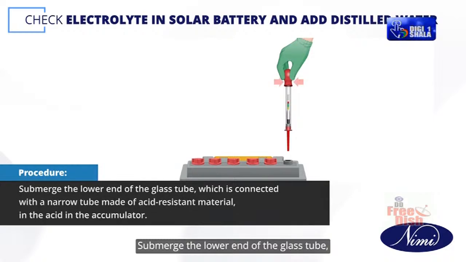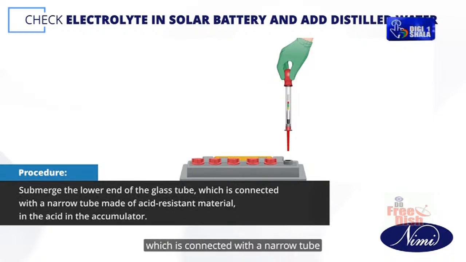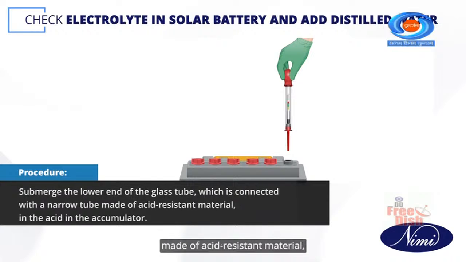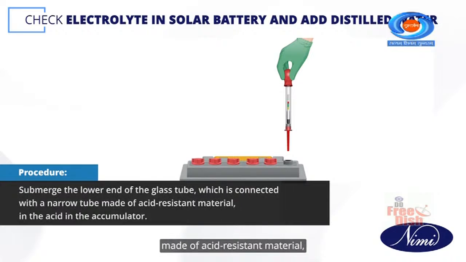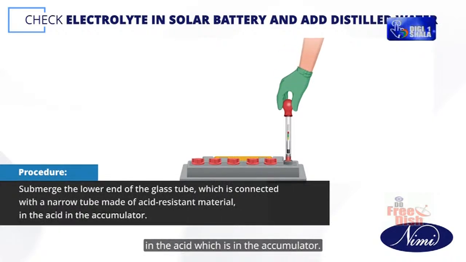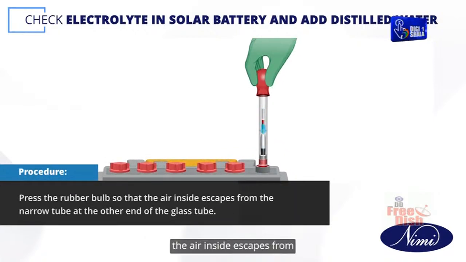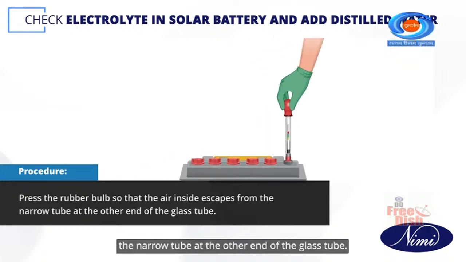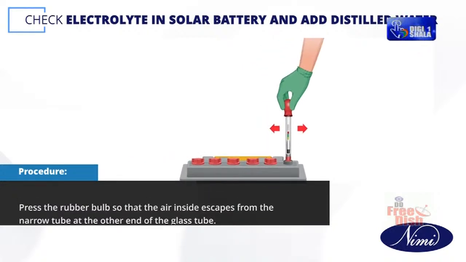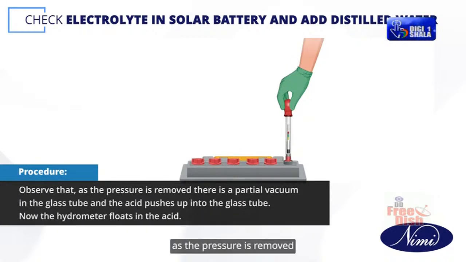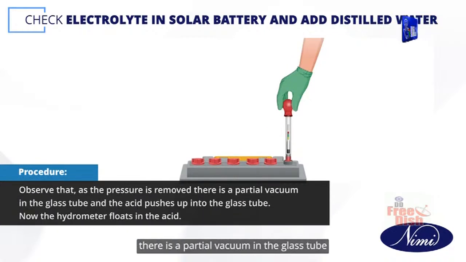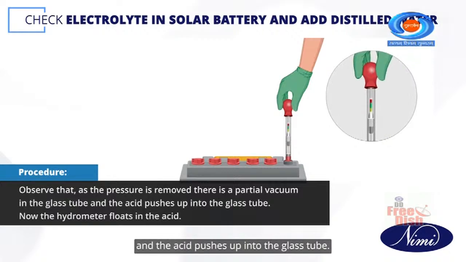Submerge the lower end of the glass tube, which is connected with a narrow tube made of acid resistant material, in the acid which is in the accumulator. Press the rubber bulb so that the air inside escapes from the narrow tube at the other end of the glass tube. Observe that as the pressure is removed, there is a partial vacuum in the glass tube and the acid pushes up into the glass tube.